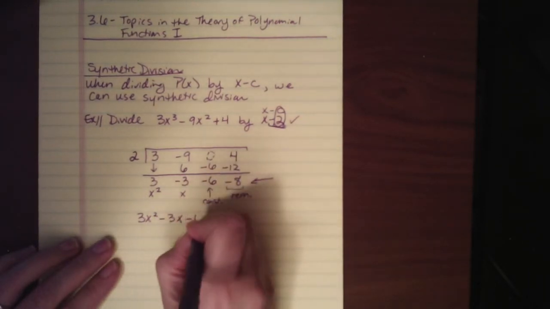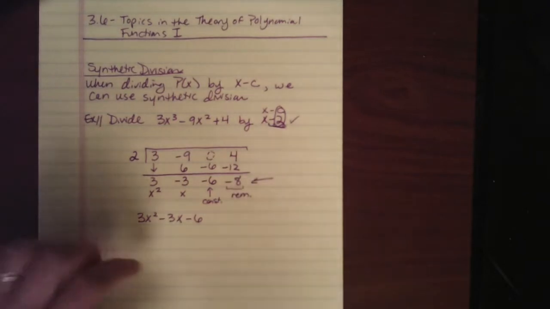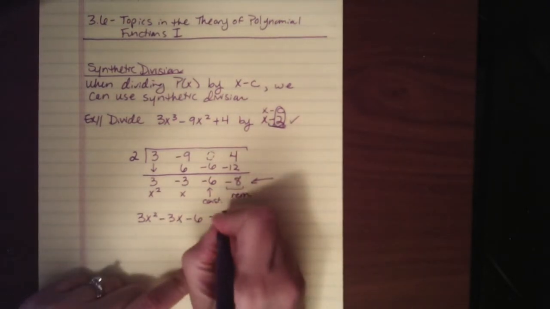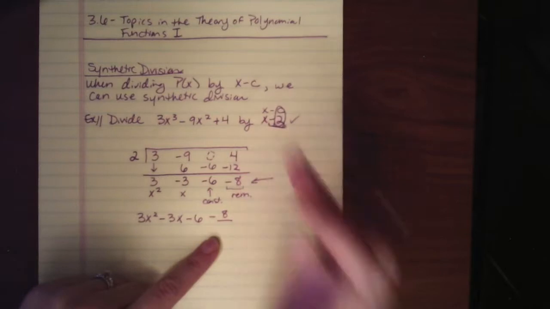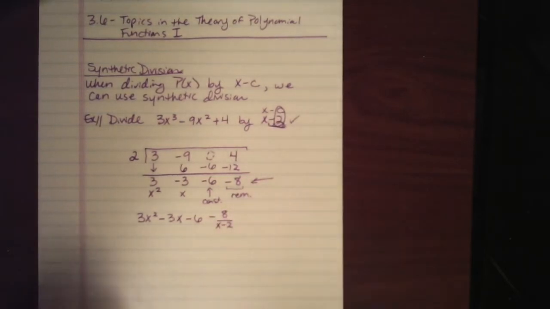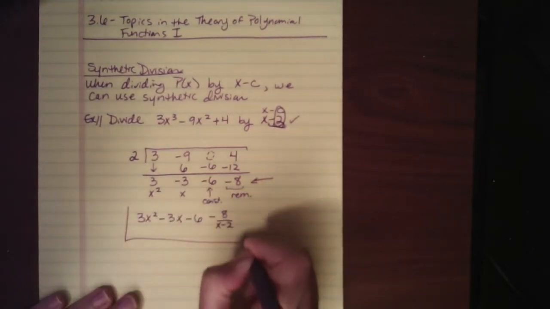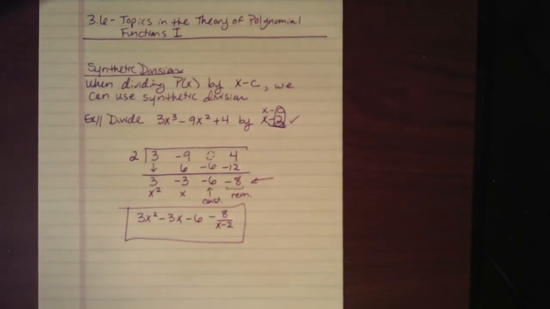minus 6, and then just like with long division, we take our remainder, negative 8, and put it over our divisor, x minus 2. Okay, so there would be the final form of the solution for that synthetic division problem.